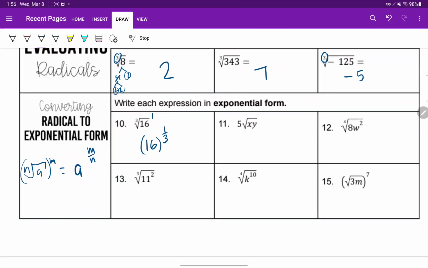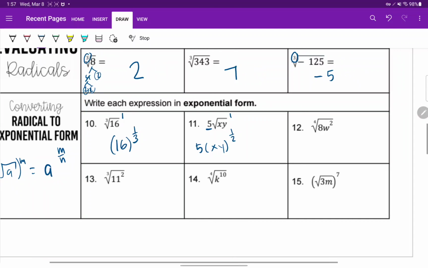For this next one, again, the power is 1, but we notice this 5 is on the outside of the radical, so 5 parentheses xy. Now, since there's no power inside the hook for the index, it's assumed to be a 2, so it's going to be power 1 over index 2.